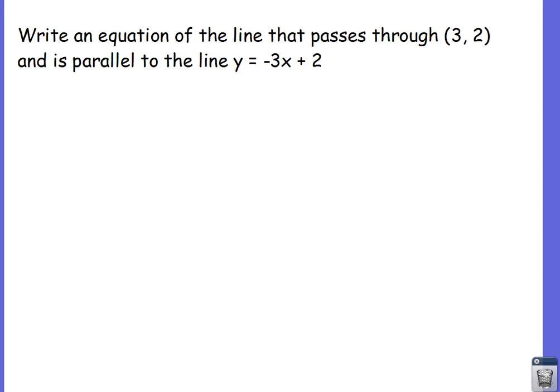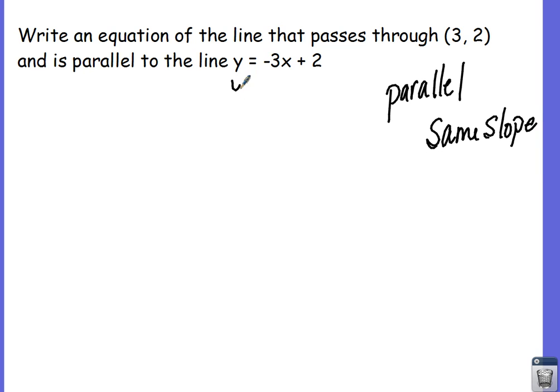Now if you'll recall, lines that are parallel have the same slope. So before we can write an equation, we need to determine the slope. So remember, y equals mx plus b. The number in front of the x is your slope. So in this case, slope is negative 3. So when you're writing these, since two parallel lines have the same slope, if the slope of the current line is negative 3, the slope of the new line is also negative 3.